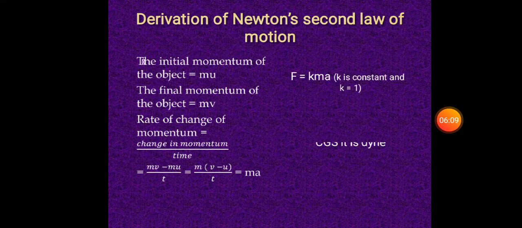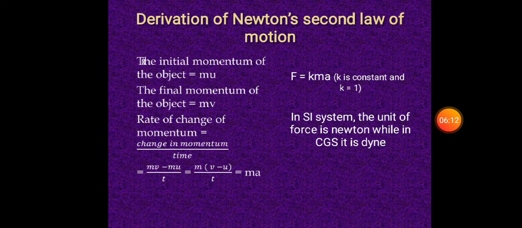According to Newton's second law of motion, the rate of change of momentum is proportional to the applied force. Therefore, ma, that is mass into acceleration, is directly proportional to force.